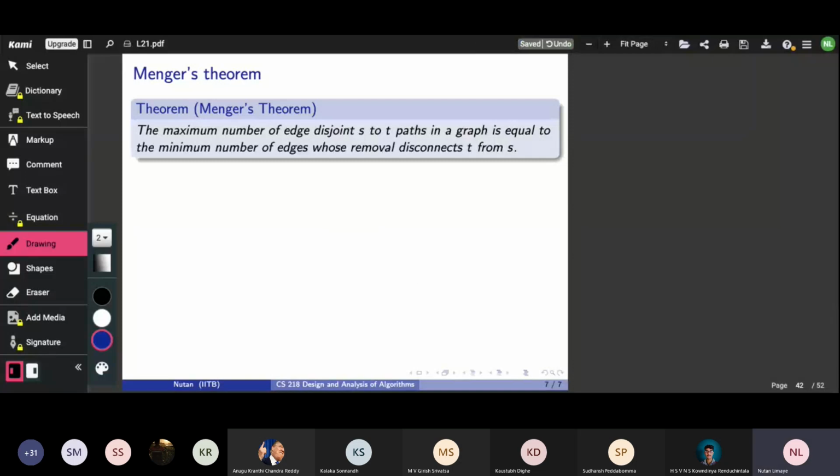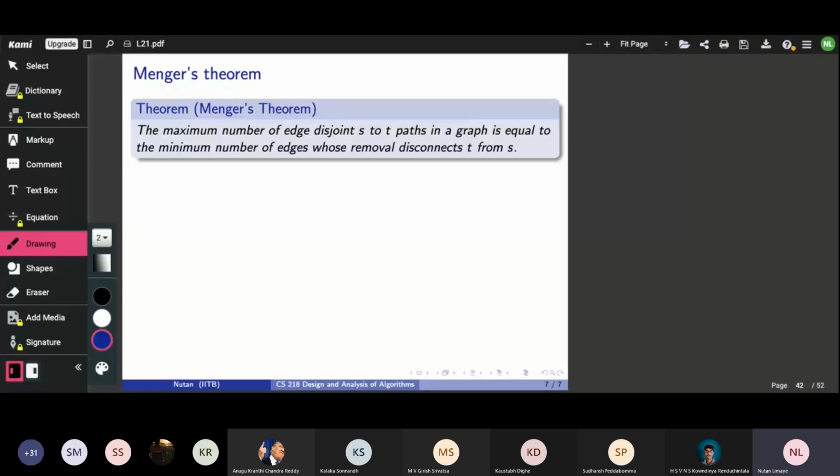Now we use the following theorem: the maximum number of edge disjoint paths between S and T in a graph is equal to the minimum number of edges whose removal disconnects T from S. And basically what we said as a result is that the edge disjoint path problem is related to the network connectivity problem. So this is a different reduction from the first one, where we showed that the Max-Flow-Min-Cut theorem is related to the disjoint edge problem.